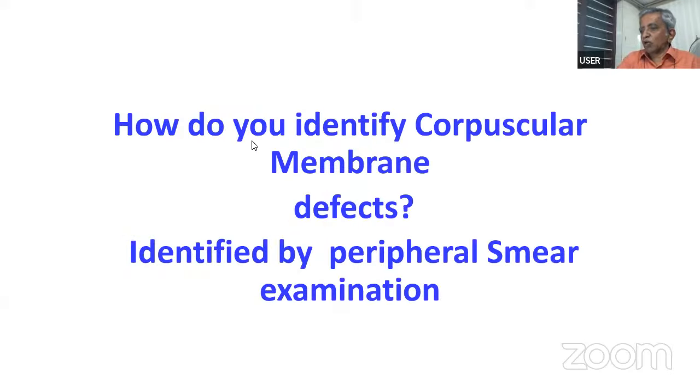Now, how do you identify the corpuscular membrane defect? Very easy, identified by peripheral smear examination. Therefore, in a patient who has hemolytic anemia, peripheral smear examination is very, very important. And moreover, it will give an indirect clue to the hemolytic anemia. Can anybody mention what are the findings you can get in hemolytic anemia common to all causes of hemolysis? Not for schistocytes or other things, but any hemolysis you can get it. But all findings need not be present. Can anybody mention one or two?